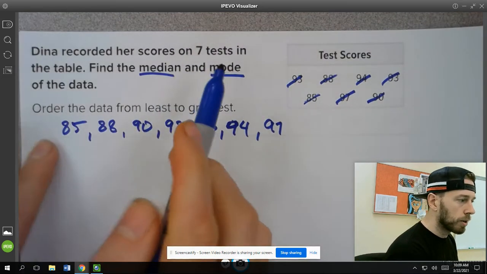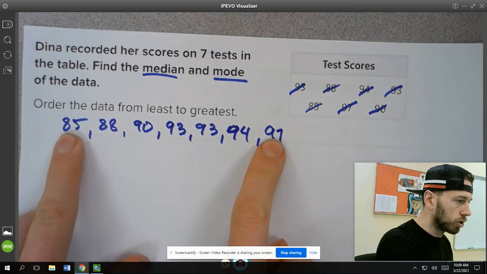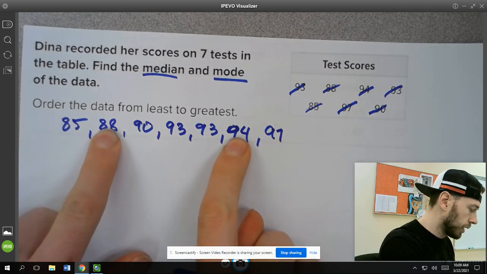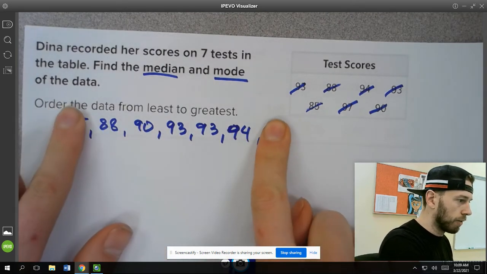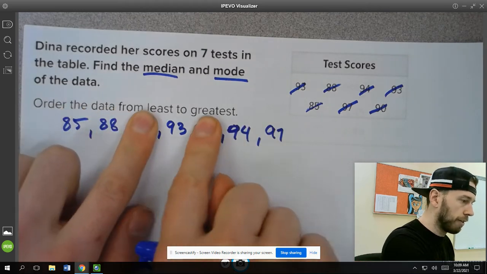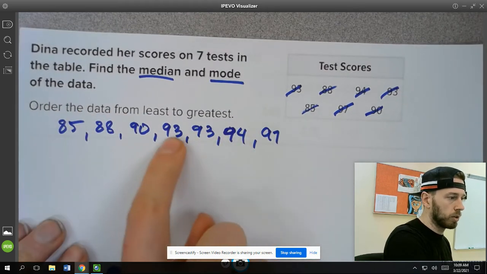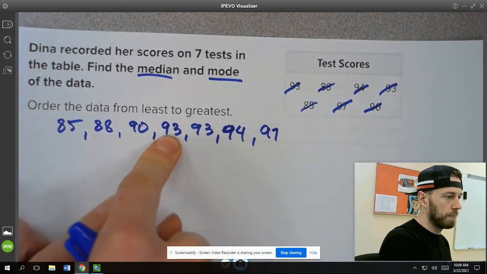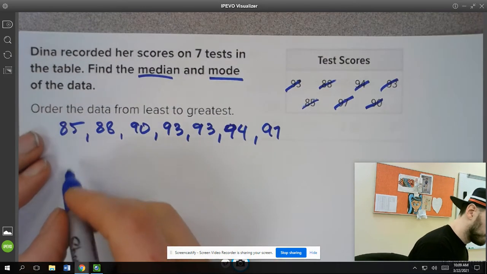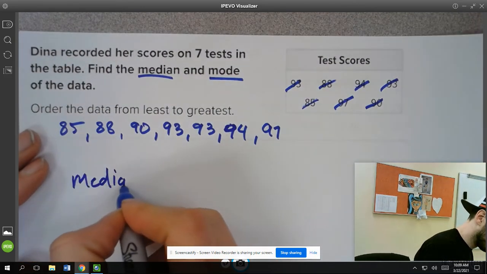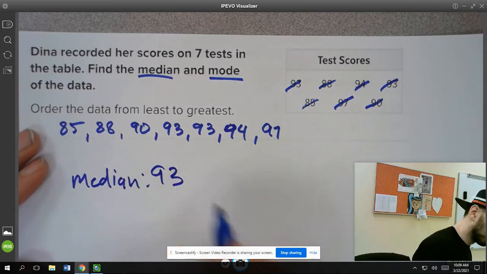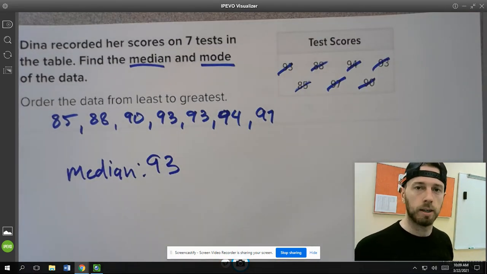But median is just a middle number. So what you do is you start on both ends and you start counting in. Go in here, in here. If you just cover them up like this, you find the middle number. If there's 7 numbers, it'll be this one right here, 3 from each side. The 93. That is your median. Median is 93. It's just the middle number in a set of data.